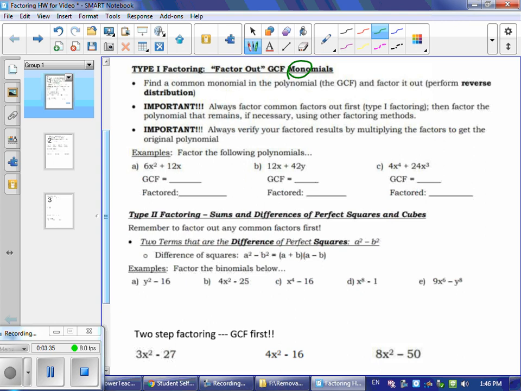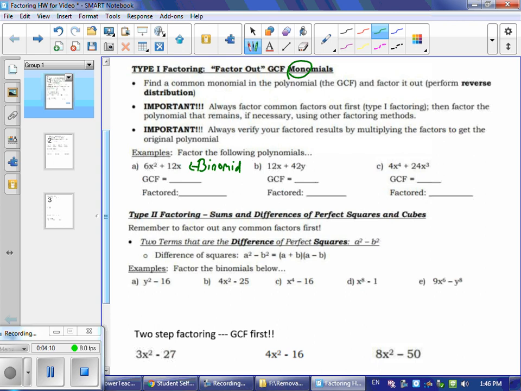What you should notice is two things. One, the variable is the same in every term. We have two terms. This is a binomial. Terms are separated through addition or subtraction, not multiplication and division. So 6x squared is a term. 12x is a term. The combination of adding those two creates two terms, which is a binomial.